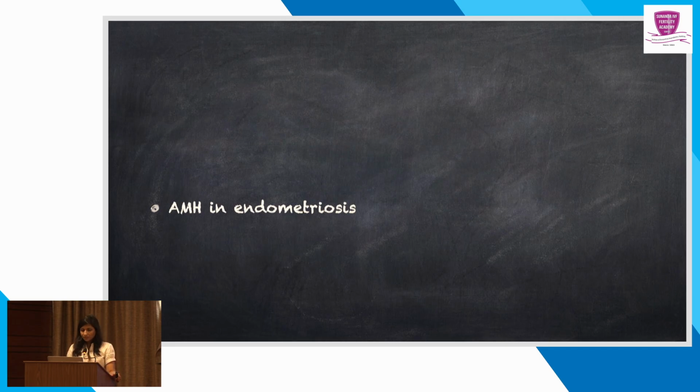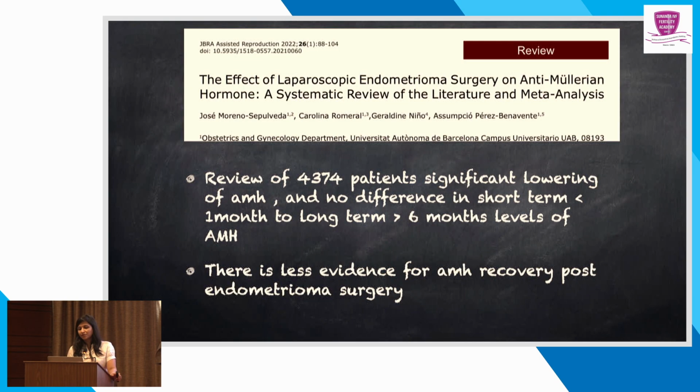AMH in endometriosis: in this particular section, we are going to see only a few slides because we have a different lecture on endometriosis altogether. As we know, AMH in endometriosis is going to fall after surgery. So whenever there is an ovarian endometrioma and you are counseling the lady to go for endometriotic surgery to improve the chance of pregnancy, we always have to counsel them that there will be a decrease in the AMH level.